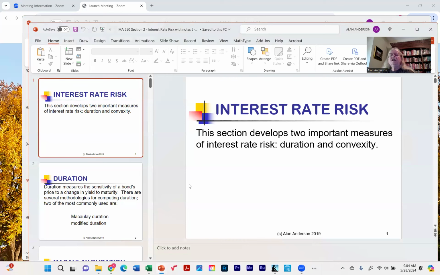Now, it turns out that there are numerical measures available to us that can help us take each bond and determine just how risky it is. This way we can compare them side by side.